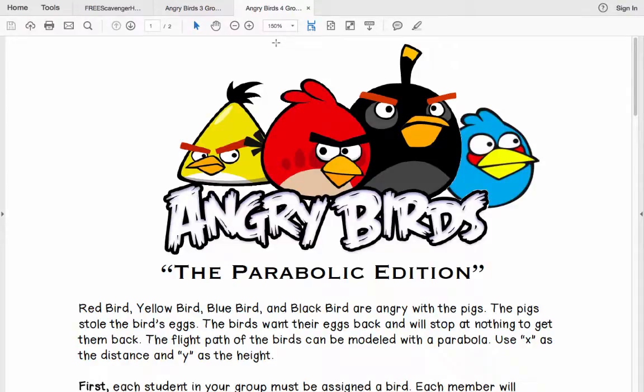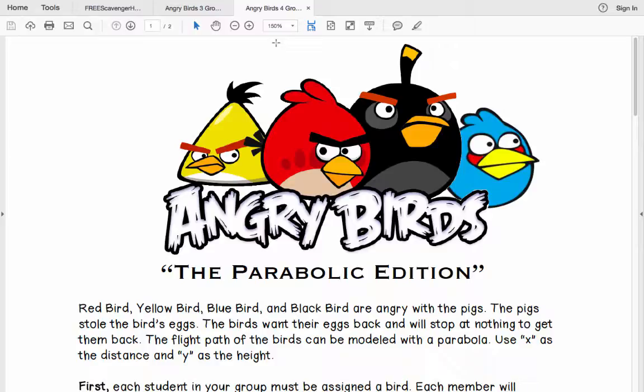For Angry Birds, the Parabolic Edition, Redbird, Yellowbird, Bluebird, and Blackbird are angry with the pigs. The pigs stole the birds' eggs. The birds want their eggs back and will stop at nothing to get them back. The flight path of the birds can be modeled with a parabola.